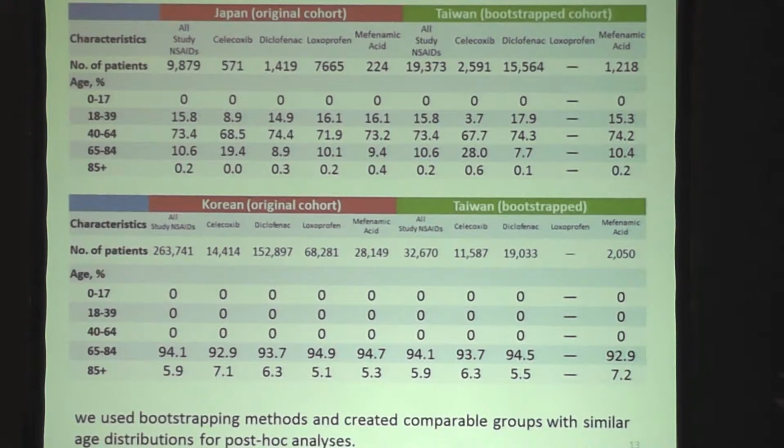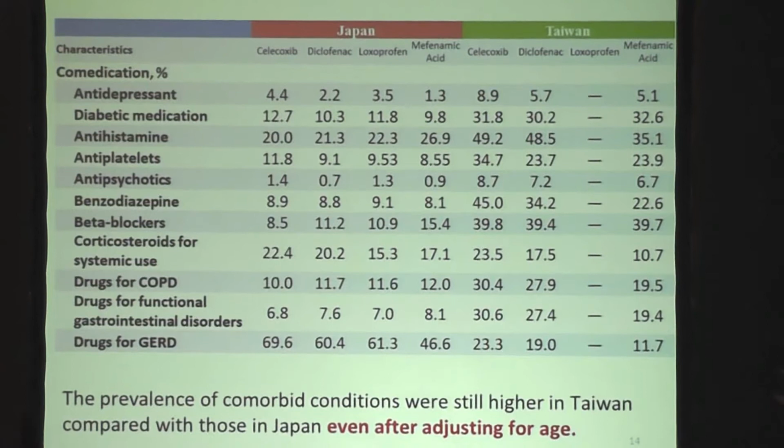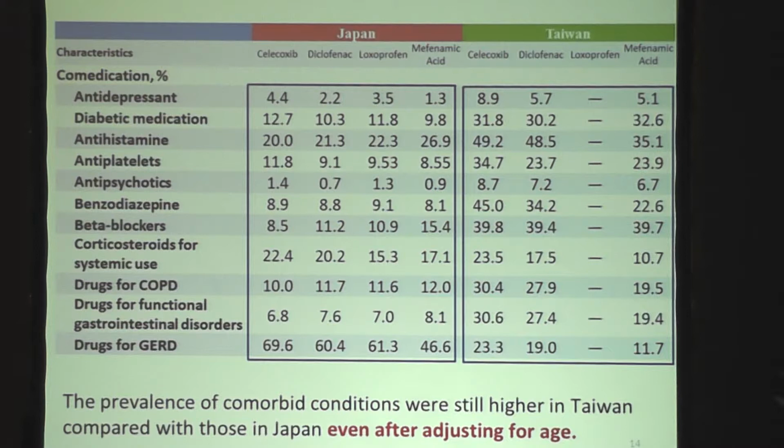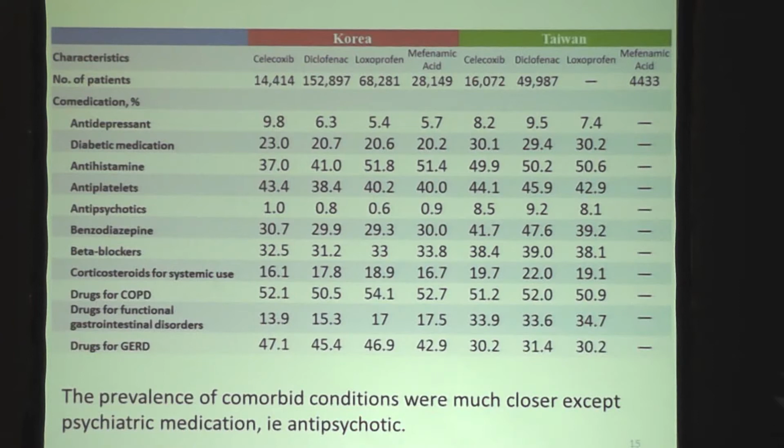So let's compare our characteristics again. You'll find the bootstrapping method is not very helpful to compare in this situation. Bootstrapping is not helpful to deal with this heterogeneity, because as you can see here, there's still big variation between Japan and Taiwan, even when we adjust for age. But Korea, I think the characteristics are much more similar between Korea and Taiwan, except the psychiatric medication. For example, antipsychotics, you see the rate is really low in Korea, but it's about 8.5 in Taiwan.